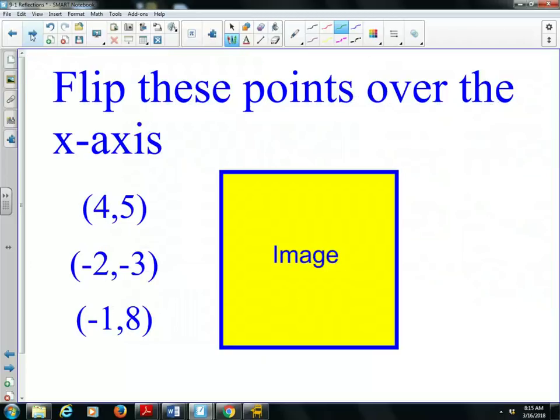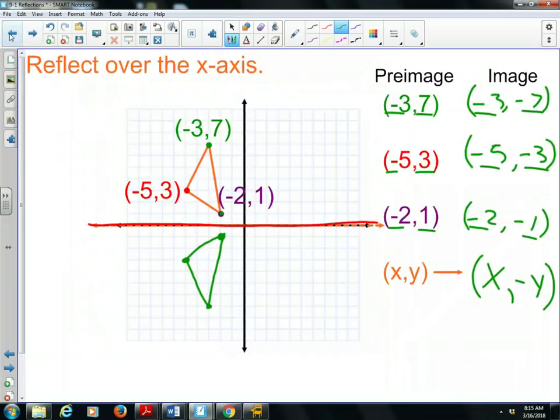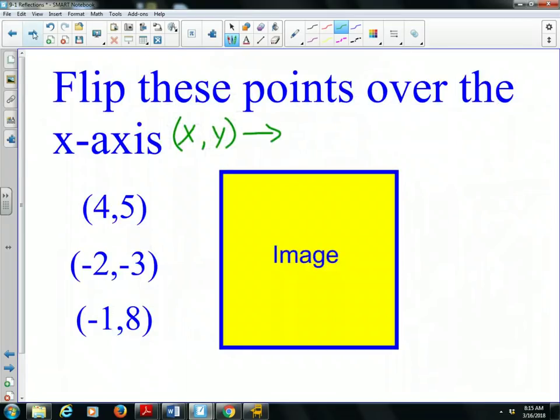So you guys pause the video, please. Try this one. When we reflect over the x-axis, which means for every point x, y, it results in a, what did we just say? X, negative y. So pause the video, try that on your own.